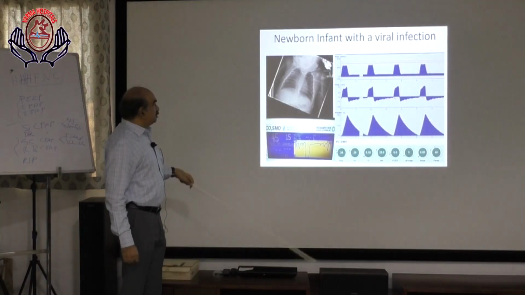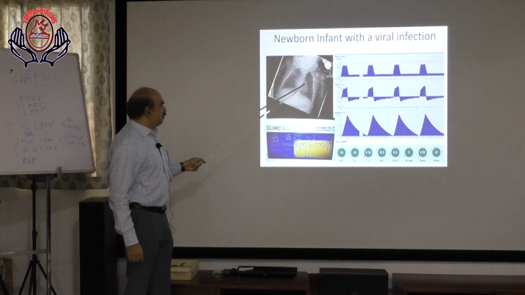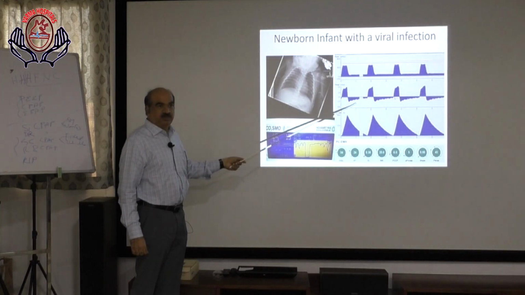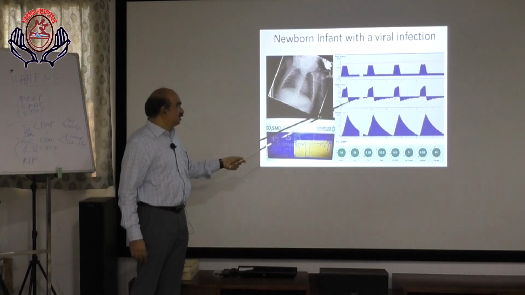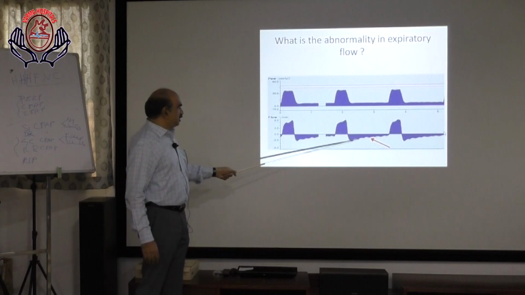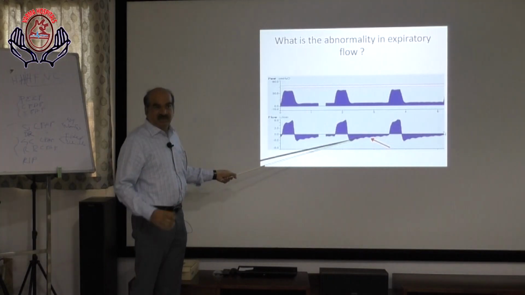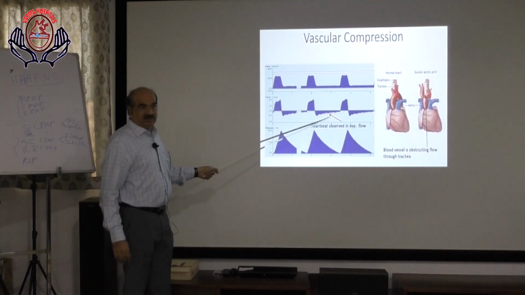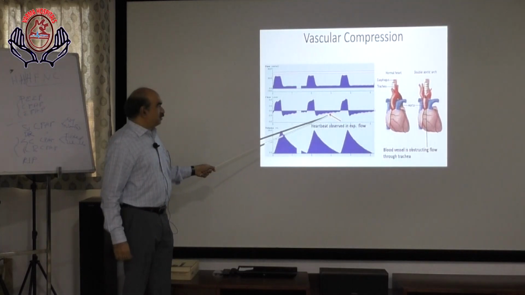The last case, a newborn with viral infection. The only abnormal finding is in the expiratory limb. Initially we suspected some secretions, but there are no secretions. Even after suction, this pattern persists. Observe this pattern. So what is the abnormality in this expiratory flow? Finally, they found out that there are cardiac oscillations, heartbeat observed in the expiratory flow.